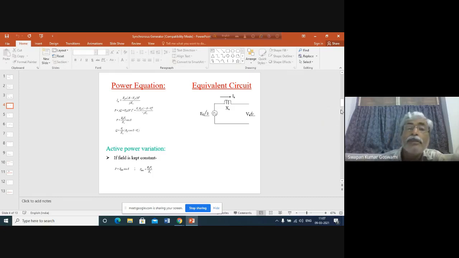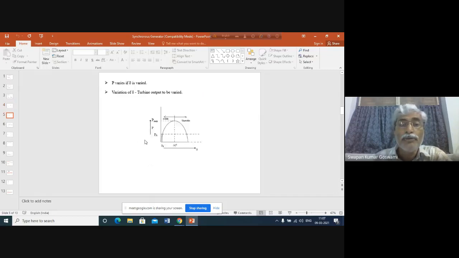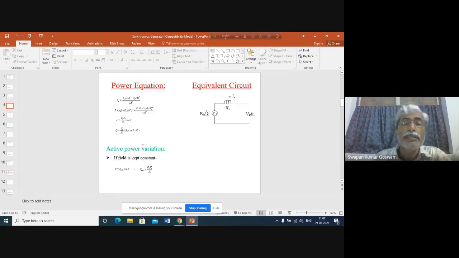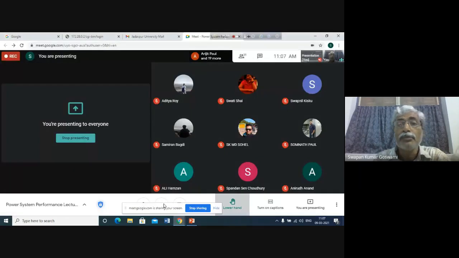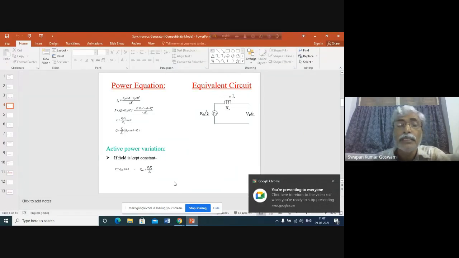Then from phasor diagram of synchronous machine or synchronous generator, we have moved to develop equivalent circuit. After developing the equivalent circuit, we have derived the power equation, and how to vary the active and reactive power. The intention to derive power equation was basically how to control the active power generation and reactive power generation of synchronous generator.